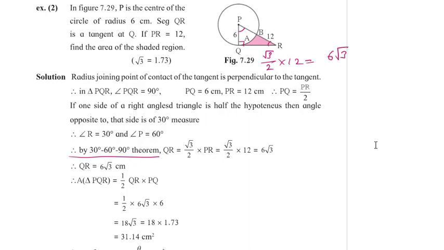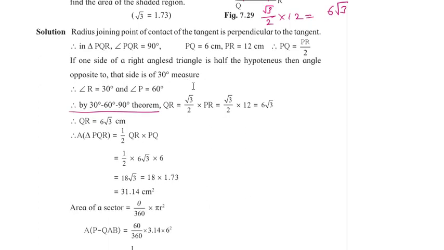So I can find area of this triangle PQR. I can find area of this sector PQAB. Therefore I can find the area of this shaded region. So once you solve the problem on the diagram, then it is easy for you to solve here.